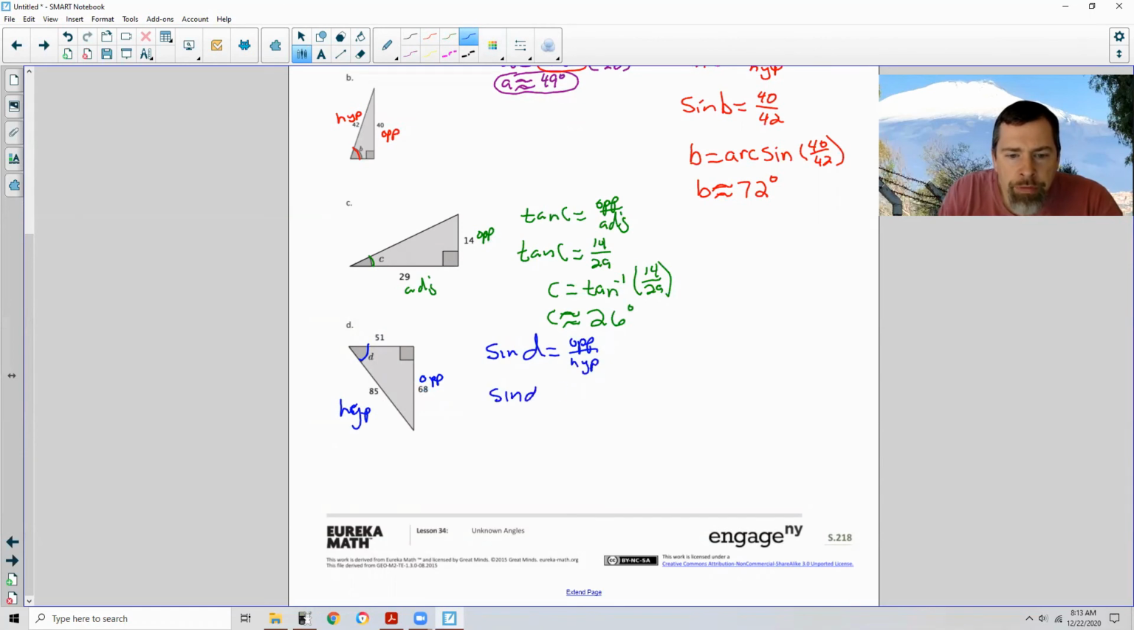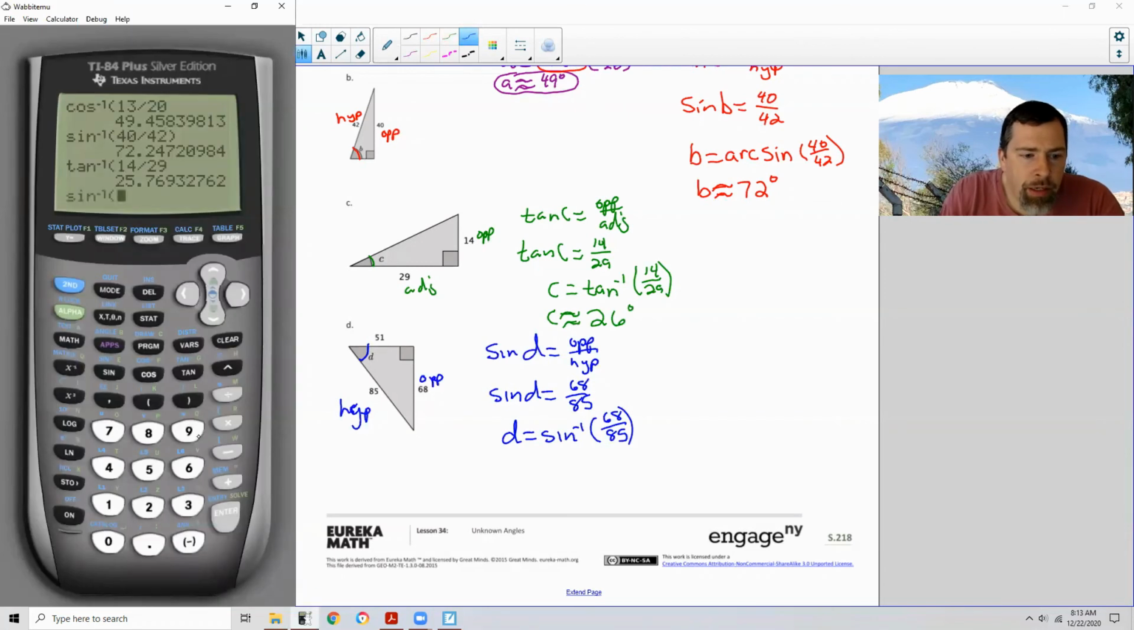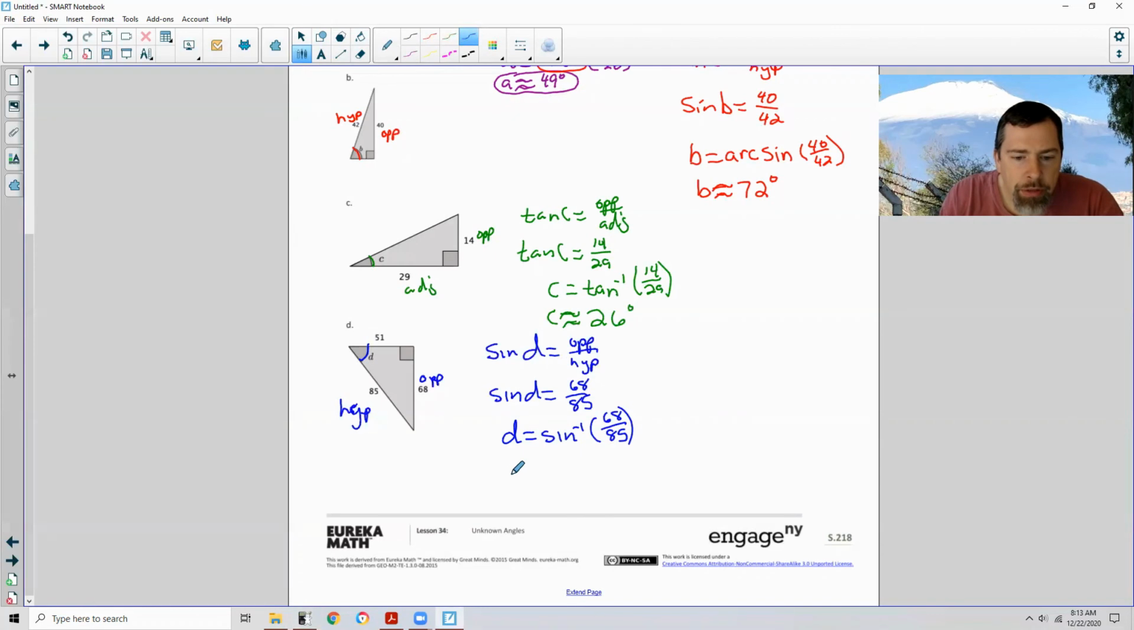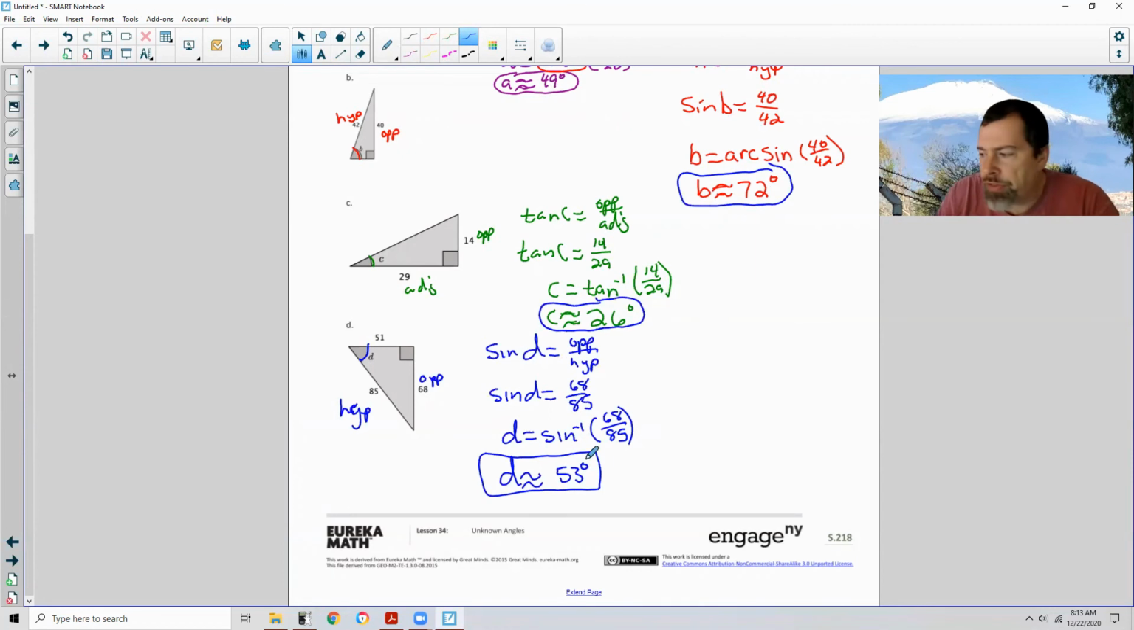The sine of D equals 68 over 85. So therefore D equals the sine inverse of 68/85. Go to my calculator. Second, sine 68 divide 85, and I get approximately 53 degrees. So D is approximately 53 degrees. So hopefully you got these answers. Okay, here's B. A was 49 degrees, B 72, C 26, and D 53 degrees.